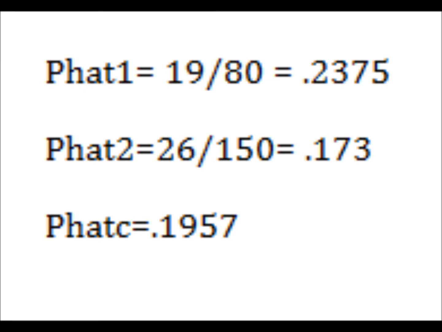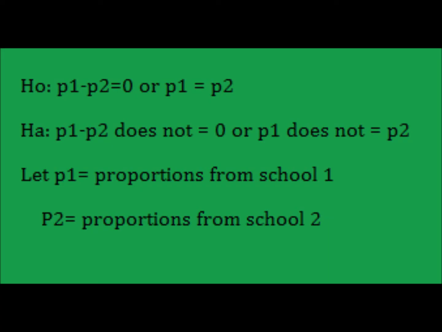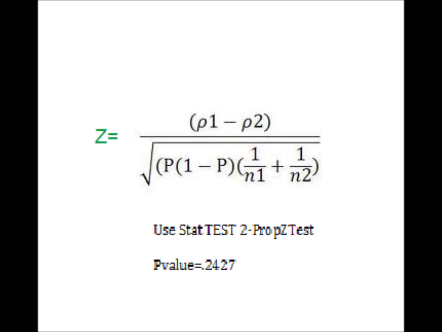List your conditions. p-hat1 equals 0.2375. p-hat2 equals 0.173. p-hat C equals 0.1957. Then list your claims. The formula for z-score is shown below. Plug these numbers into the formula and then use STAT TESTS 2-PropZTest to find the p-value, which is 0.2427.